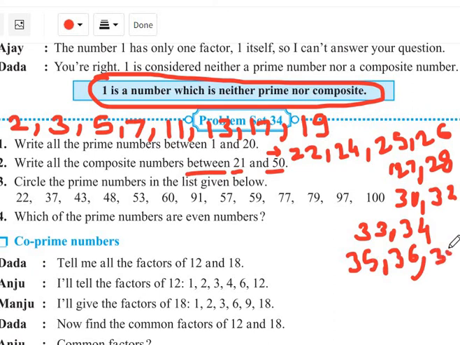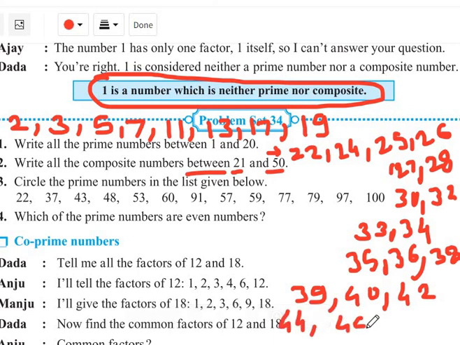Then 38 is also composite. 37 is divisible by 1 and 37. Okay. Now 39 is also composite because it is divisible by 13. 40 is also composite. Then 42 is also composite. Then 44 composite. 45 composite. Then 46 is also composite, but 47 is not a composite number. And the last numbers, 48 is also composite, and 49 is also composite. Don't write 50 because it is an in-between number.